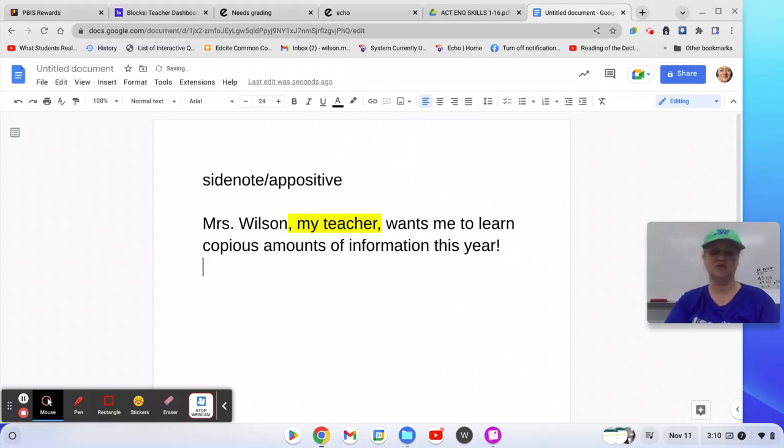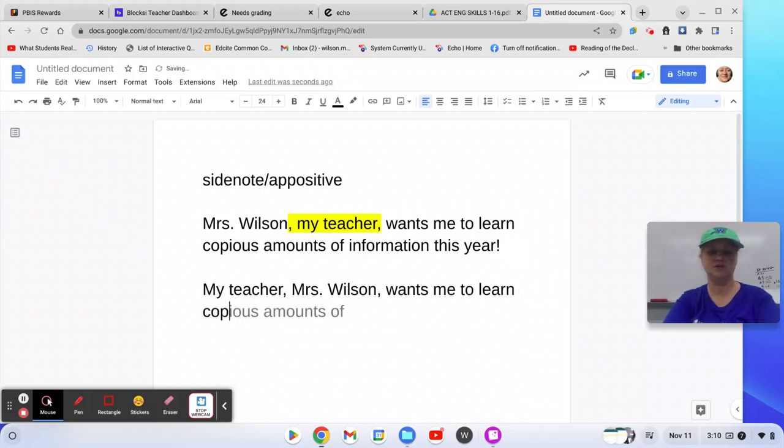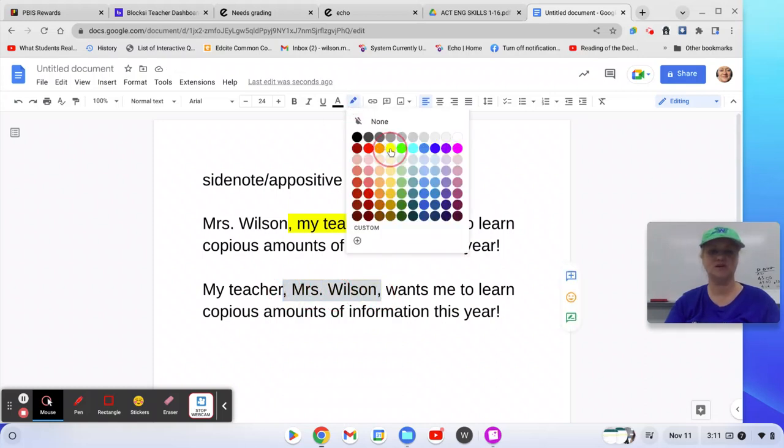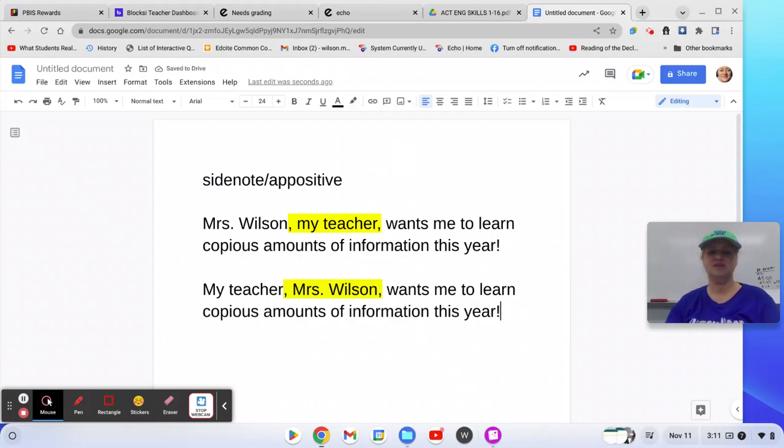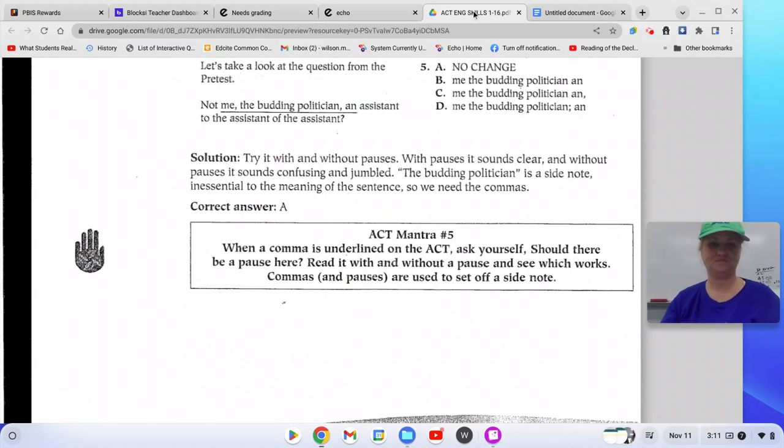And it doesn't matter what you put first. So you could say, my teacher, Mrs. Wilson, wants me to learn copious amounts of information this year. And in this sentence, the thing that comes second is Mrs. Wilson, so that is the appositive or the side note. Whatever comes second has commas around it. So Mrs. Wilson, comma, my teacher, or my teacher, comma, Mrs. Wilson. But you'll notice that there are commas on both sides. So that's one of the ACT rules.